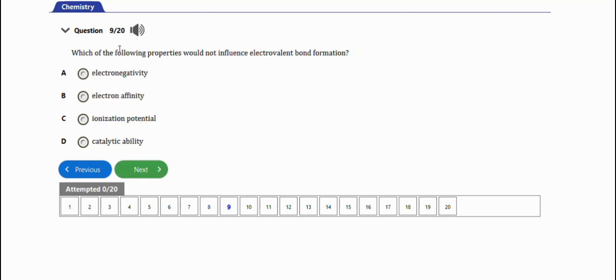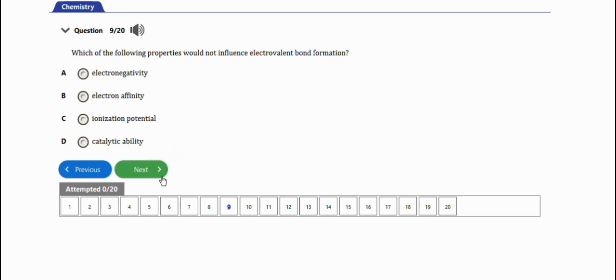The next repeated question will be this one. It says which of the following properties would not influence electrovalent bond formation? So the one that will not influence will be option D, catalytic ability. Alright, electronegativity will influence, electron affinity will influence, ionization potential will influence. So the answer is option D, guys.